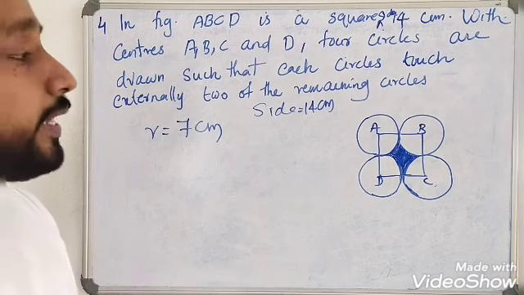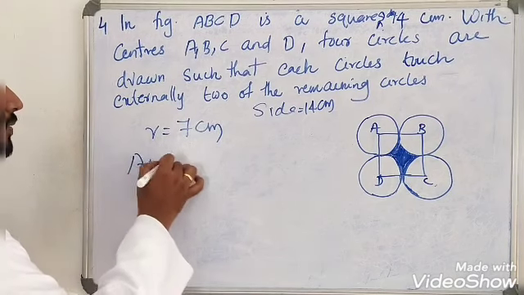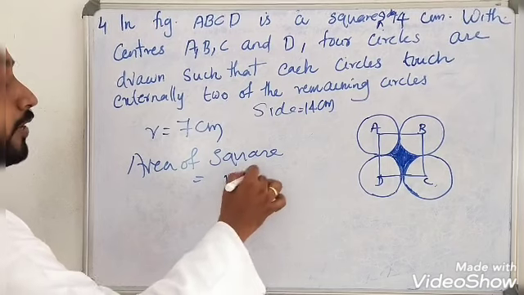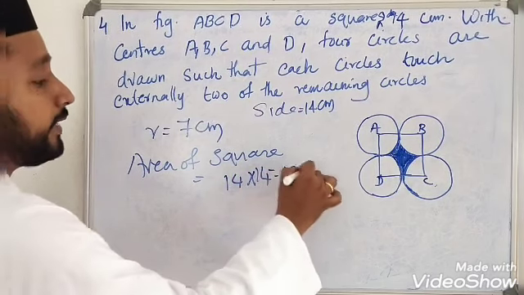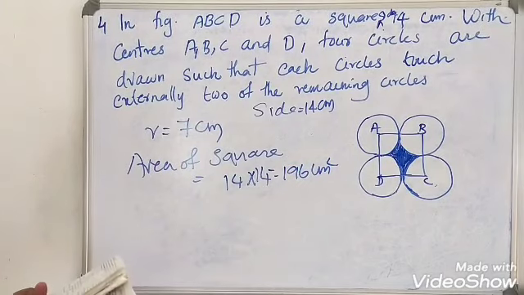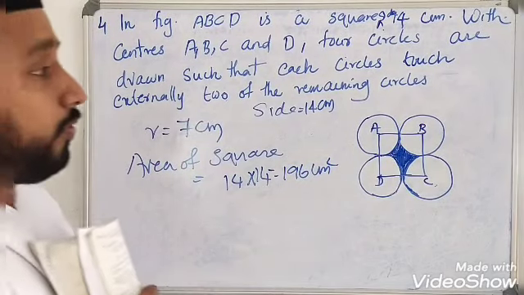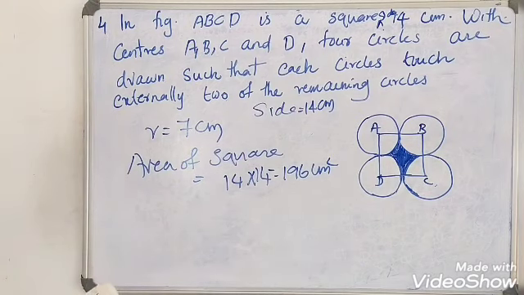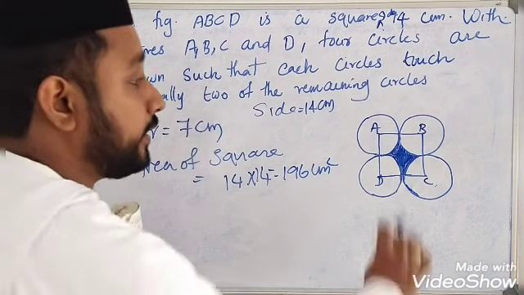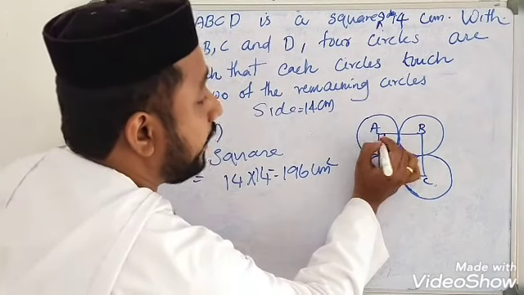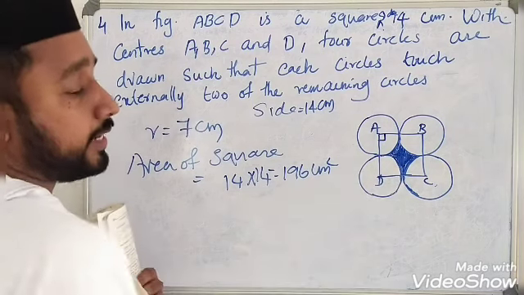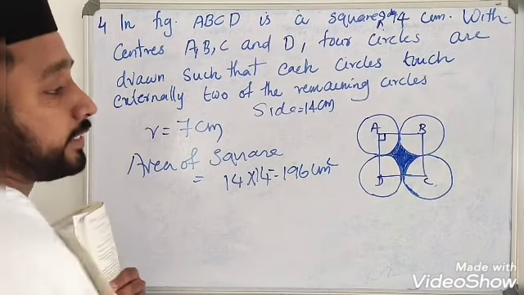So first we have to find the area of the square. Area of the square is equal to side into side, 14 into 14, 196 centimeter square. Now we have to find the area of the equal sectors. Look here. This is a sector. We know the angle in a square is 90 degree. All angles are 90 degree, so the central angle is 90 degree. 4 equal sectors are there.